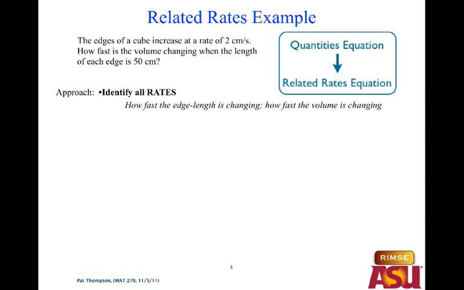When we identify them, some of them we may know the value of, and others we won't. And that's the case here. We know how fast the edge length is changing. It's 2. We don't know how fast the volume is changing, but that's what they want us to find. Okay? So then, the basic gist of this is to have the quantities equation, so we're going to identify the quantities associated with these rates. This is the easiest part.